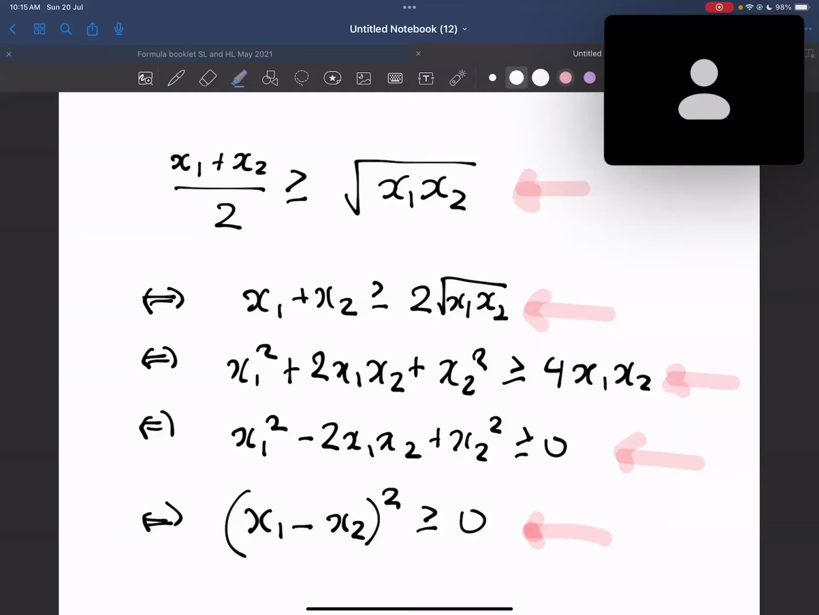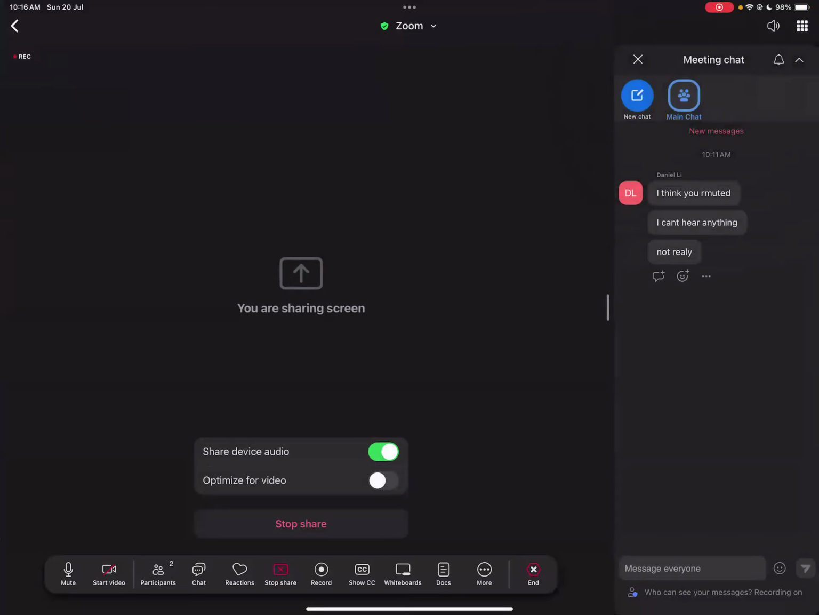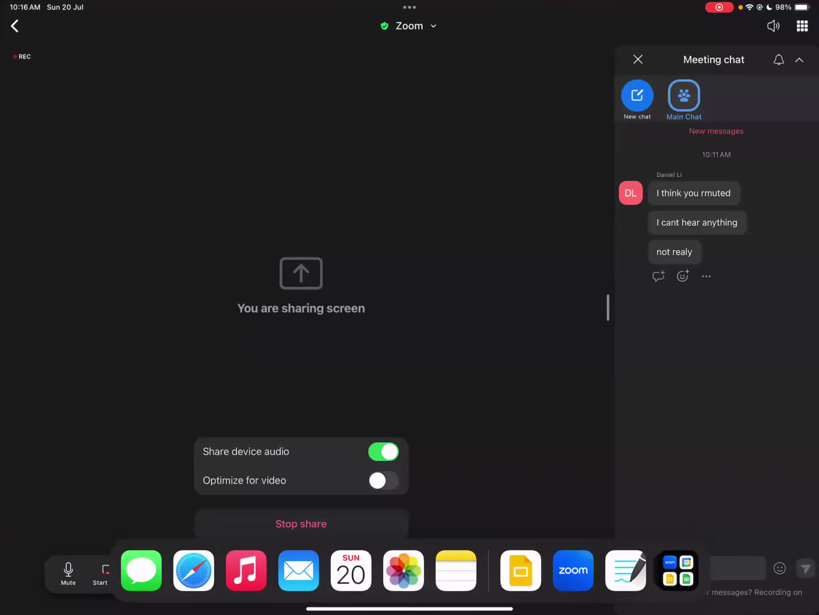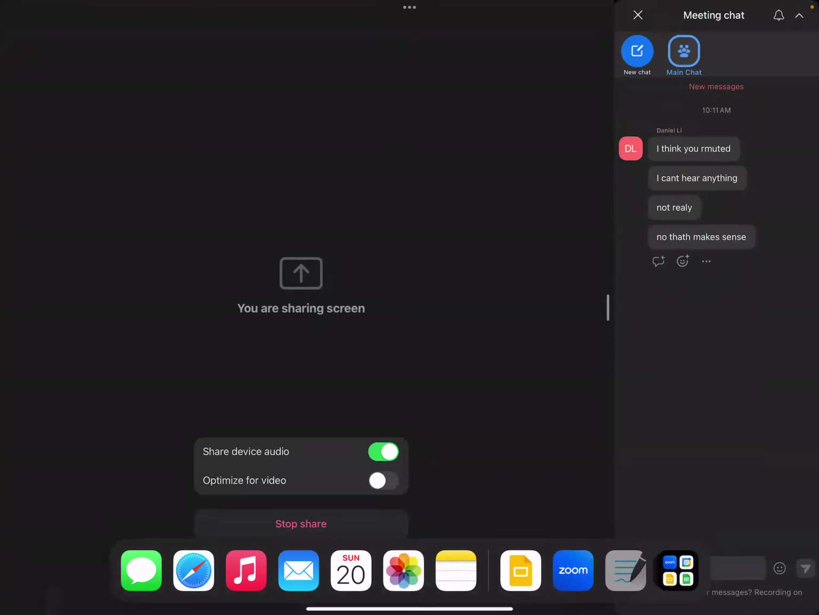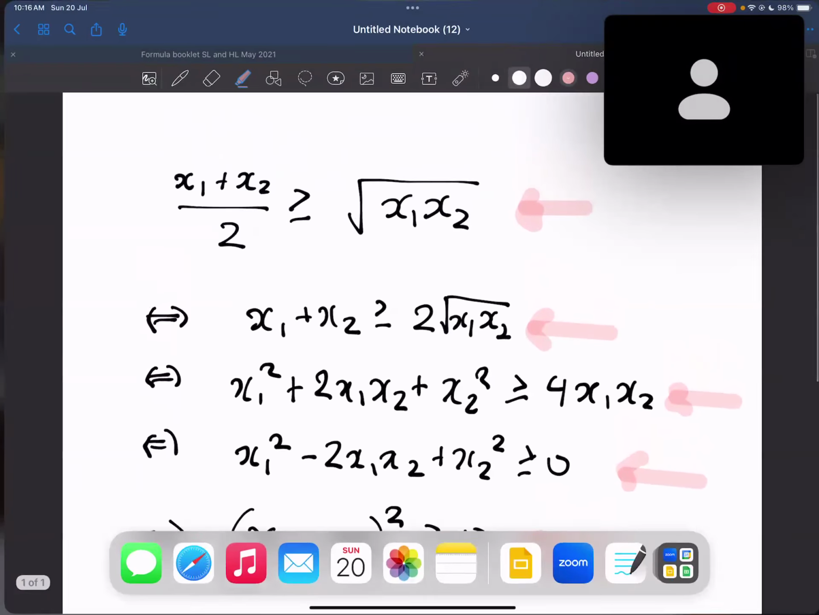Because this is true, then we can go backwards and show that the AM-GM inequality for n equals 2 is true. Okay, so does that make sense? Do you have any questions? Okay, cool. Let me know if there are any questions.